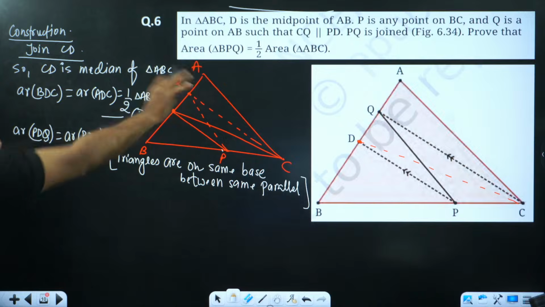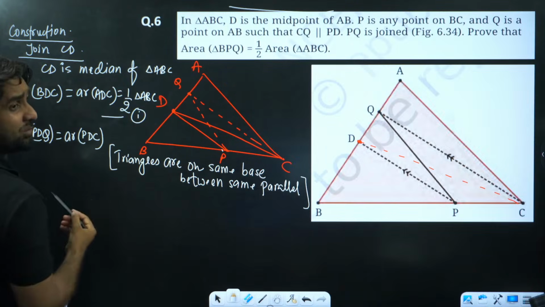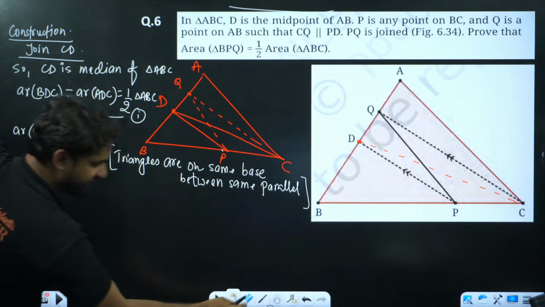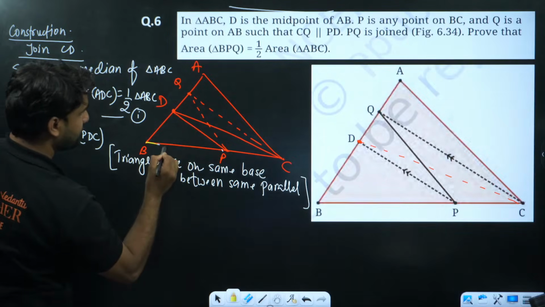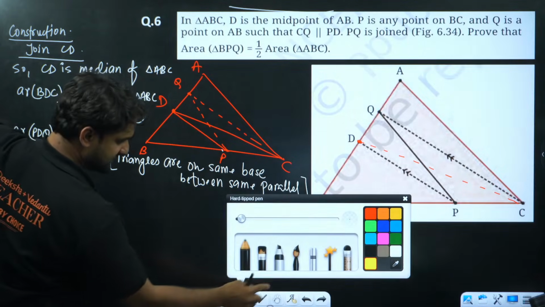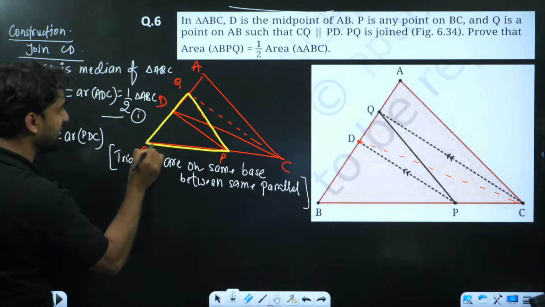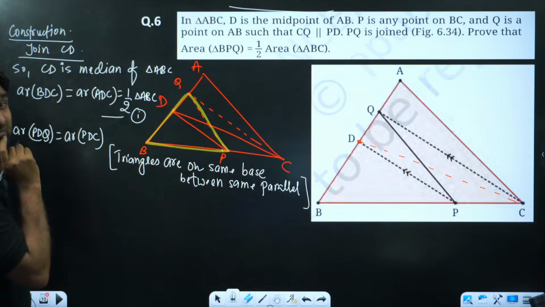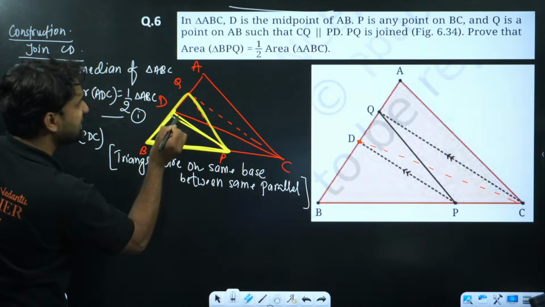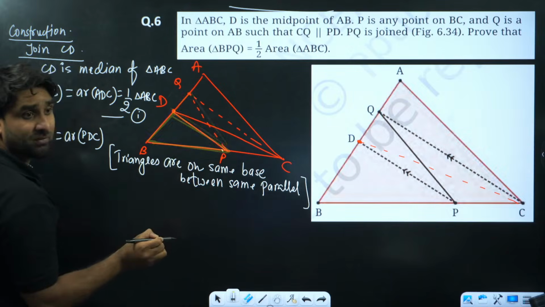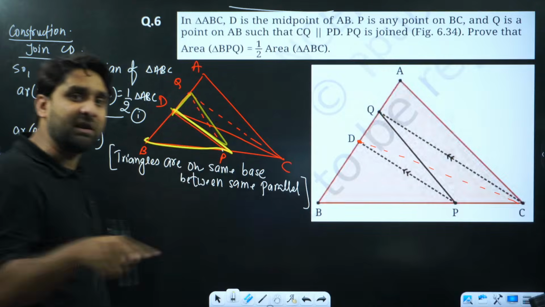Now do one thing guys. Everyone please focus. What we have to prove? Triangle BPQ. And how can we get BPQ? Listen everyone. Where is BPQ? This is BPQ. And how can we get this triangle? If we add this part into this part, if we add this part of the triangle and this part of the triangle, we can get the entire BPQ.